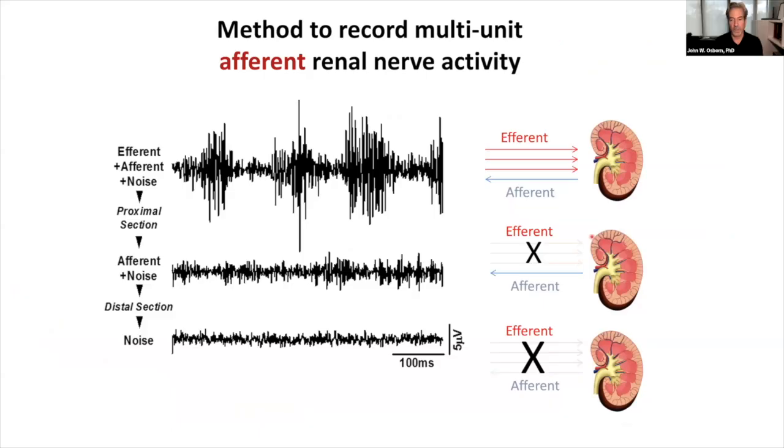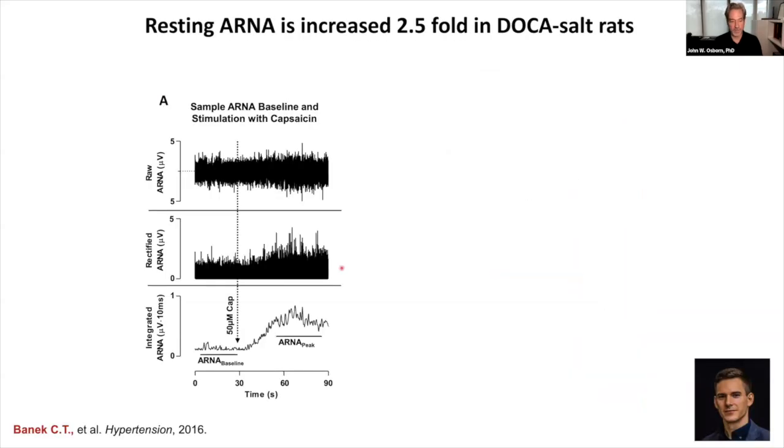Now, Chris also measured the actual activity of these sensory fibers. This is showing traces from studies that Chris did. So this is a bipolar hook electrode around the renal nerves, and this signal is showing both efferent and afferent nerve activity. So you're measuring both activity to the kidney and leaving the kidney. But then if you make a cut, so you're measuring only the afferent activity and noise, that shows the signal here. And then you can cut both sides and get just the noise signal. So by subtracting out, Chris measured the afferent nerve activity in the kidney of these hypertensive animals. And this is a trace from his paper showing that.